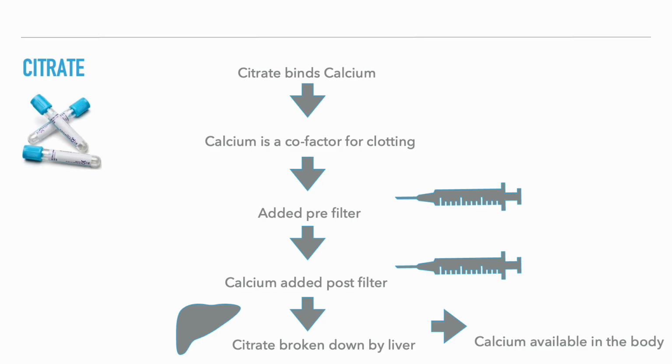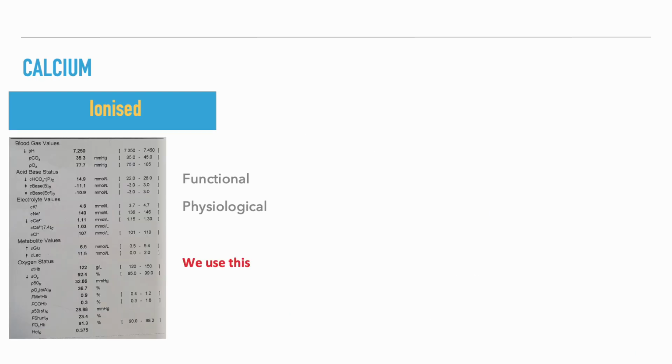Next, the blood returns to the patient, and the remaining citrate is then broken down by the liver. So this is a really good time to talk about ionized calcium, which you will hear being talked about in a critical care and major hemorrhage setting. We use ionized calcium to monitor the effects of citrate and to titrate doses.